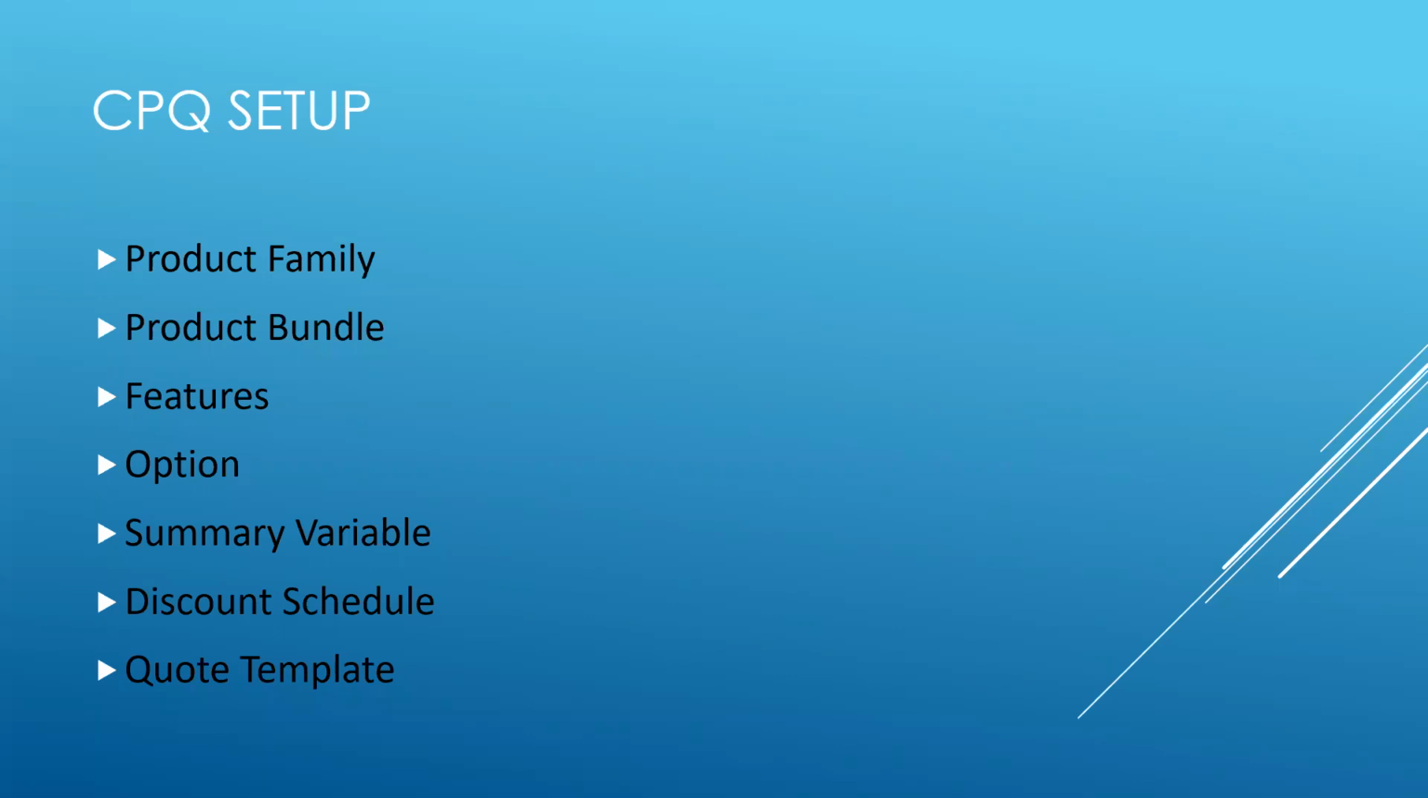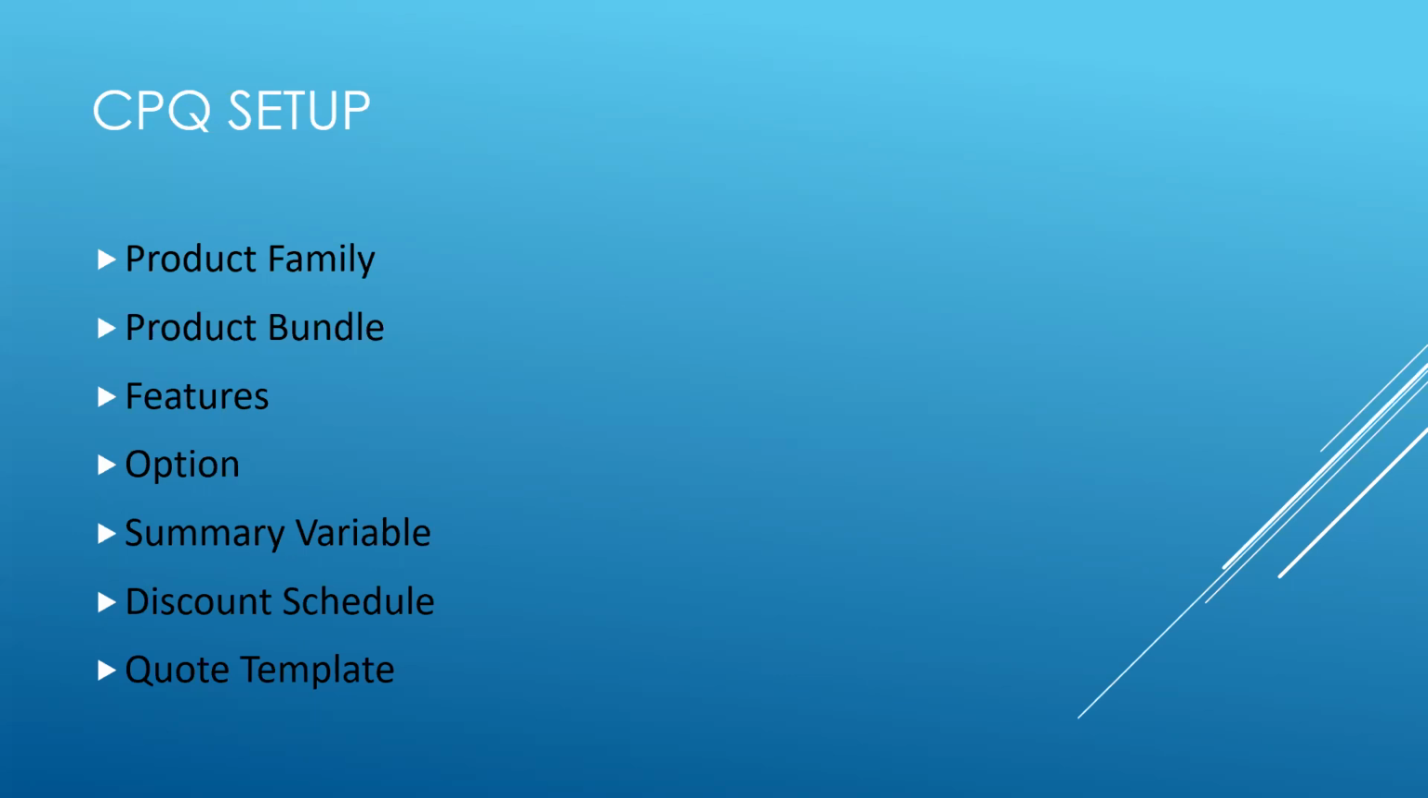In CPQ, we can have our products in a hierarchy. We can distribute our product into multiple parts and make it easier for the sales rep to select. In a product bundle we have features and options, so we can divide the product into features and then give options to the customer to select the product they want. I will show you the demo for this one. I will show you the slide of how a product bundle looks.